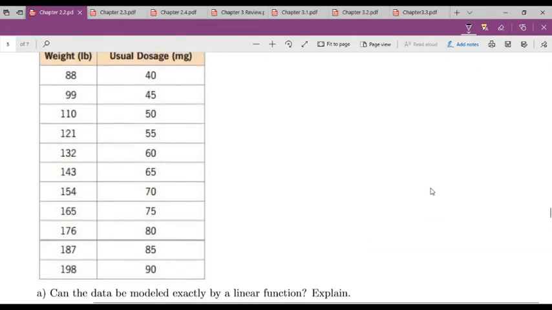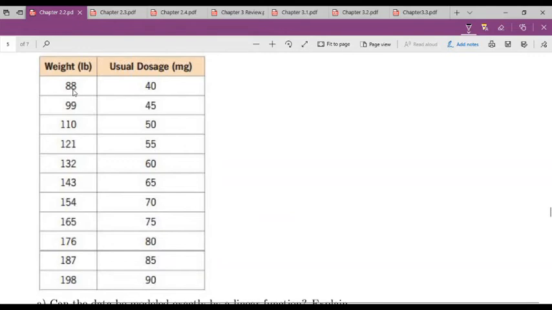So if we're looking at this here, we can see from 88 to 99 is an increase of 11. From 99 to 110 is an increase of 11. 110 to 121, increase of 11. 121 to 132, increase of 11. I think you kind of get the point. If you follow it through, each of these is increasing by 11. So this one increases constantly, which is good. Now let's see if this one does as well.